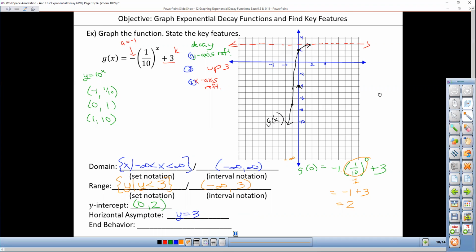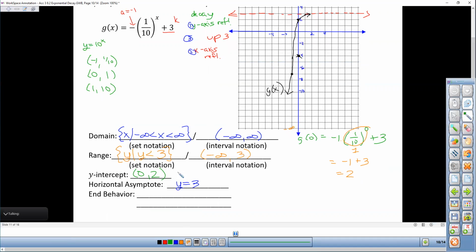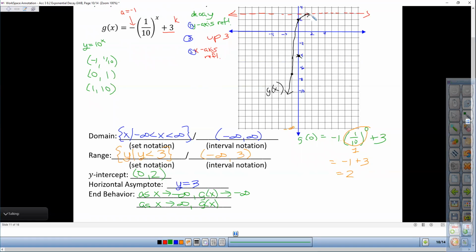And behavior. So here we've got our left end, which is as x goes to -infinity. We see that left end is heading down, so g of x is going to -infinity. For our right end, the one getting closer to the asymptote, as it heads to the right, that means x is going to +infinity. And our function values, which are y's, are getting closer to the y value of the asymptote, and the asymptote has a y value of 3. So g of x for this end is heading towards the value of 3. All right, that finishes this up.